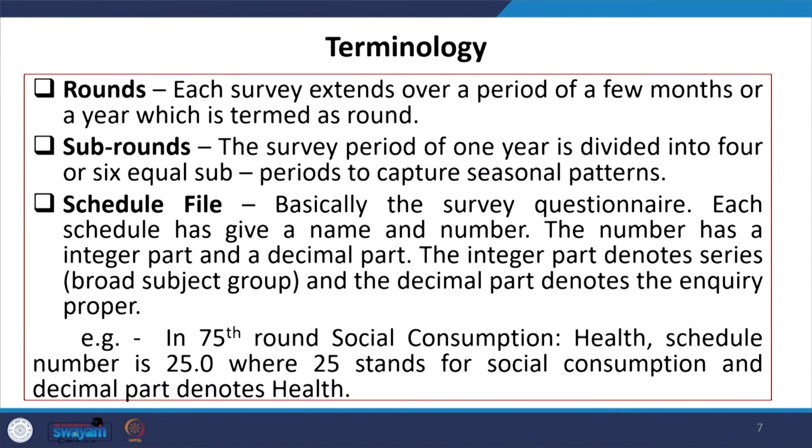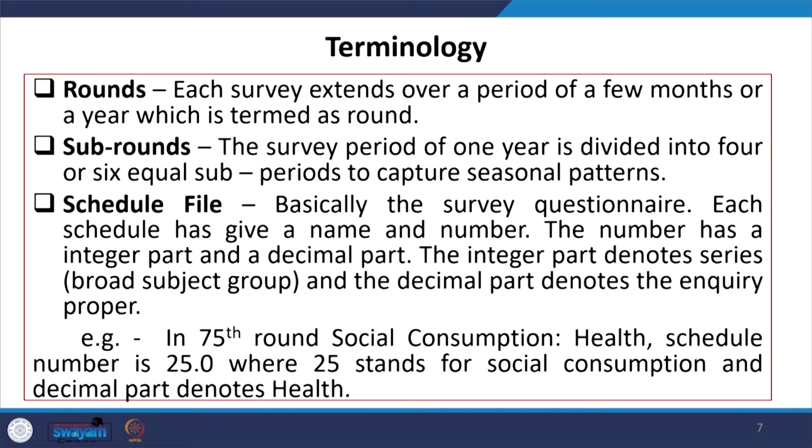Sub round: the survey period of 1 year is divided into 4 or 6 equal sub periods to capture seasonal patterns. Not just seasonal patterns, sometimes overlaps or time changes are also considered. Like in the PLFS survey, for rural and urban, they have taken different breakups. Quarter wise they have broken the time period, and the complete 1 year of the survey is divided into 4 periods, and accordingly the survey was conducted.